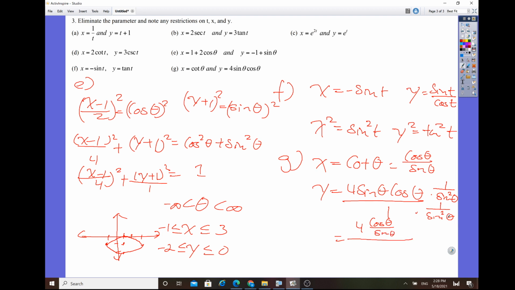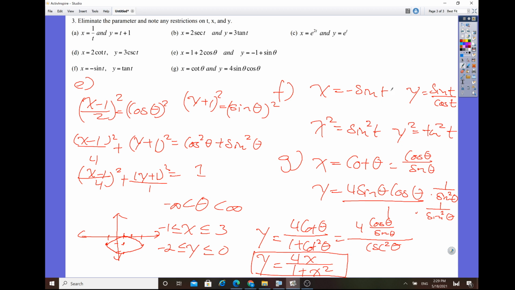And then the denominator, we just consider cosecant squared, because that's 1 over sine squared. So on top right here, we have 4 cotangent of theta, and then in the denominator, we have 1 plus cotangent squared of theta. So that equals y. And with the replacement, cotangent of theta equals x. So by direct substitution, we get 4x over 1 plus x squared. So it's going to be a rational function. That one is kind of interesting.